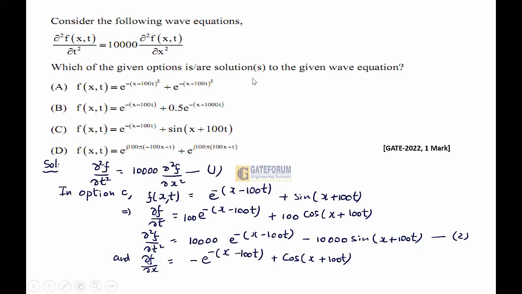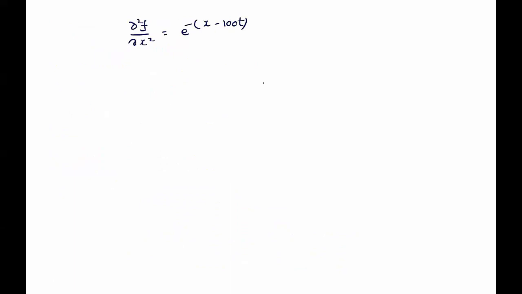So ∂²f/∂x² is equal to e to the power minus of (x minus 100t), and the cos derivative is minus sine, this one. So minus of sine of (x plus 100t). Let us say this is equation 3.